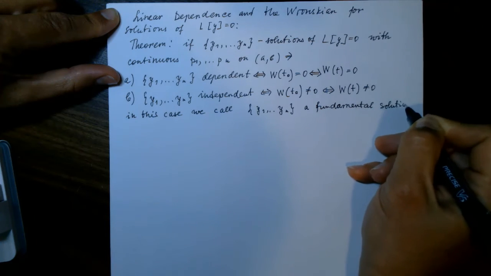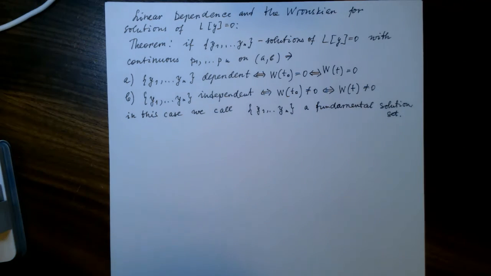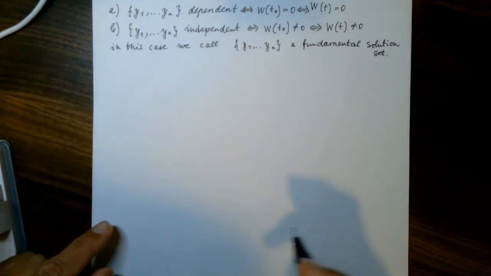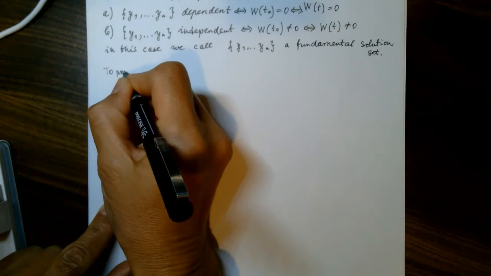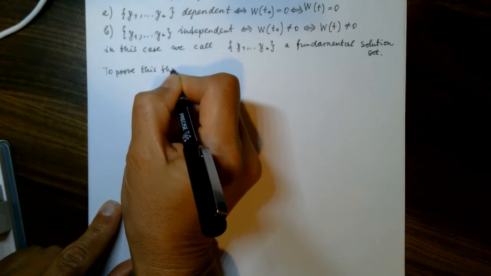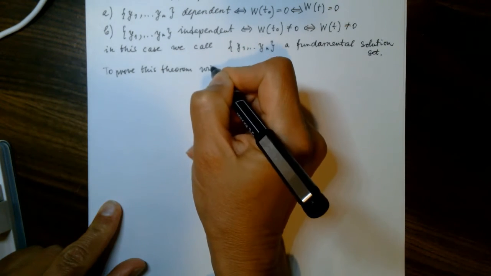In the second case, we are going to call the system a fundamental solution set. So if you do have n linearly independent functions and the Wronskian is not equal to 0, then we are going to call these functions a fundamental solution set. Well, let's prove the theorem.